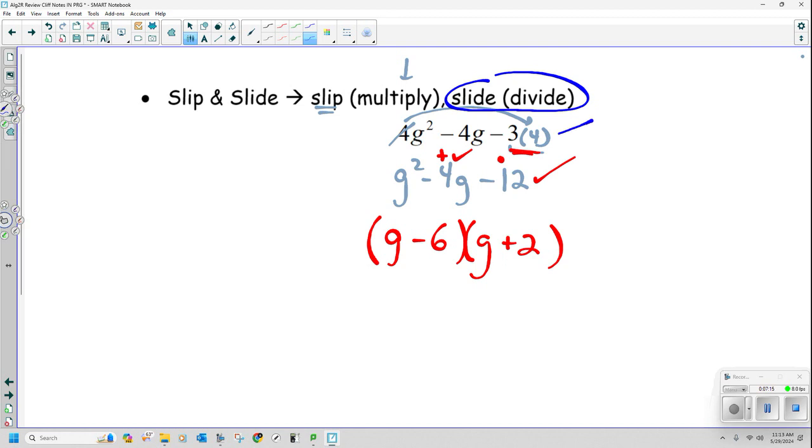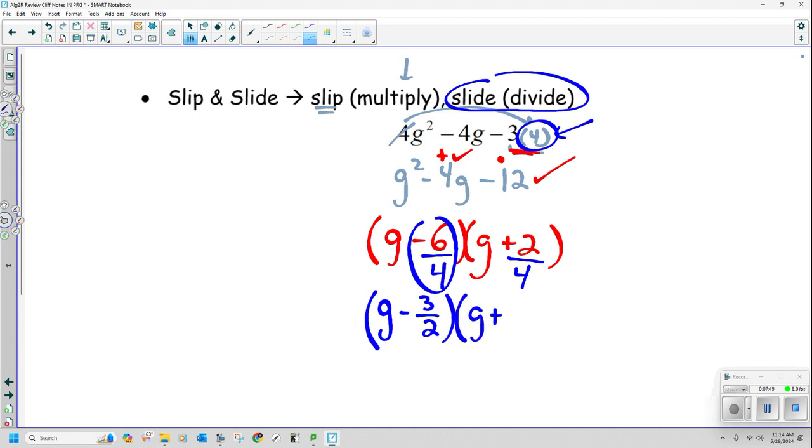Okay, I can't just leave it like this because remember this 4 that I had out back, I multiplied? I've got to undo that multiplication. But now I have 2 backs here. So I'm going to undo that by dividing both of those by the same number I multiplied by. Okay, here's the slide and the divide thing. Okay, I got to simplify these if I can. Both of these fractions will simplify. G minus 6 over 4 turns into 3 over 2. And this plus 2 over 4, well, that's 1/2.